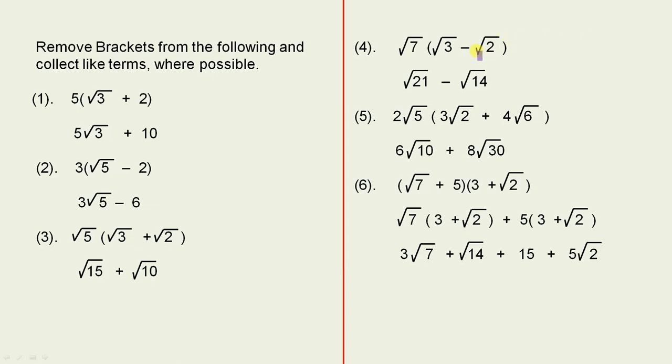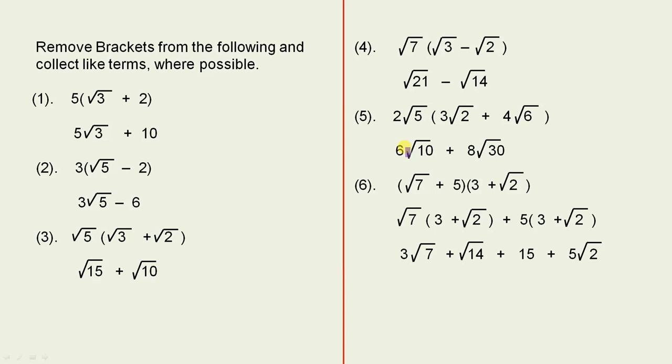For example 4, we have the square root of 7 multiplied by each of those terms, so if you multiply those two together you get the square root of 21, there's the minus sign, and 7 2's are 14. So that's the answer. Over here, you have 2 the square root of 5 multiplied by each of those terms.